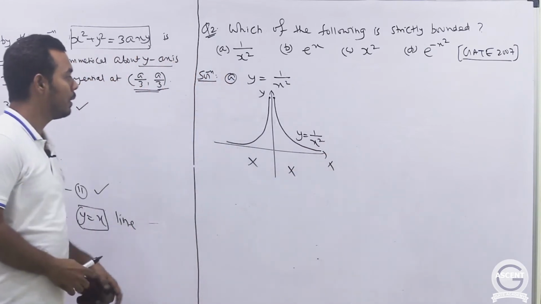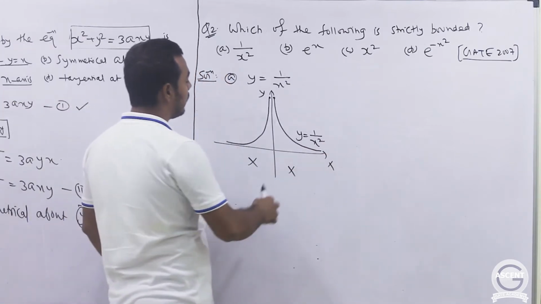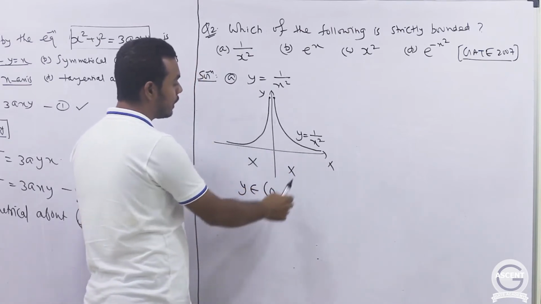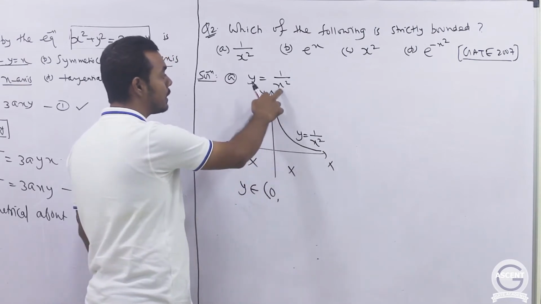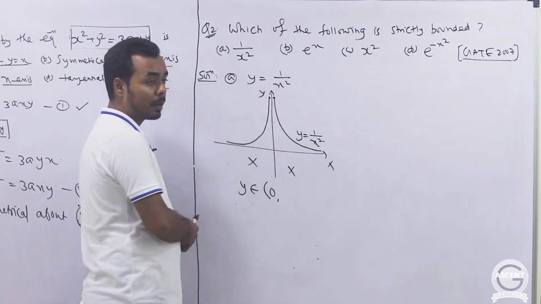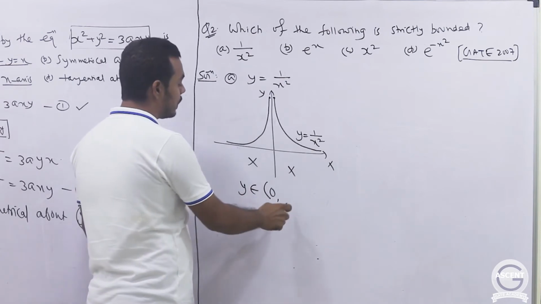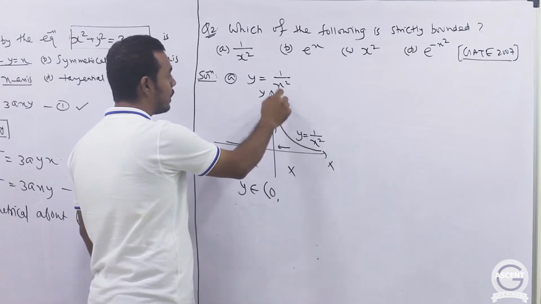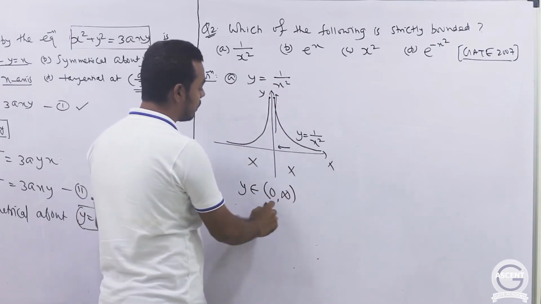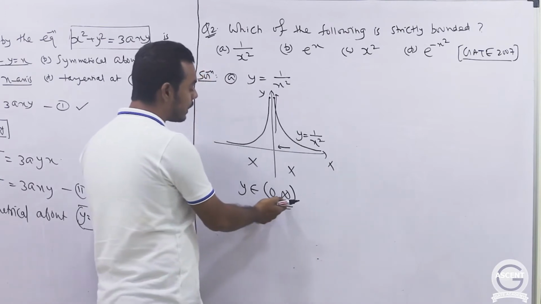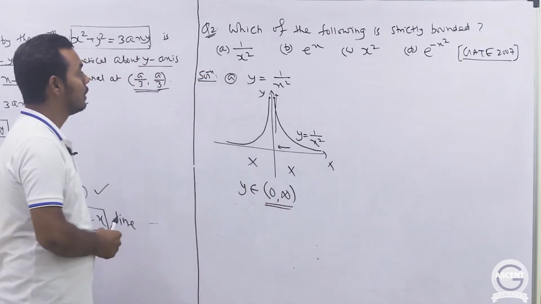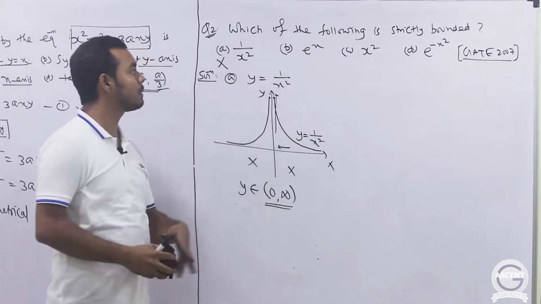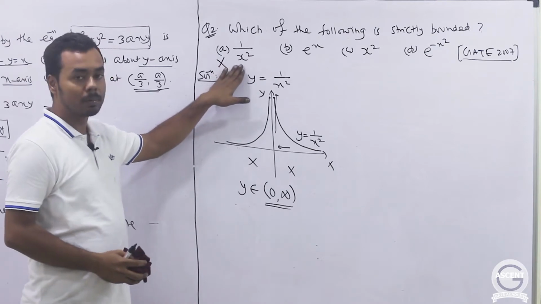Here you can easily see the range of y. The minimum value of y is 0, but obviously you will not get exactly 0; you get 0 only when x is infinity. So I am writing an open bracket here. y belongs to 0 to, and when x is very close to 0, the value of y approaches infinity. So the range of y is from 0 to infinity. Since the range is not finite, option A is incorrect. This function 1 by x square is an unbounded function.